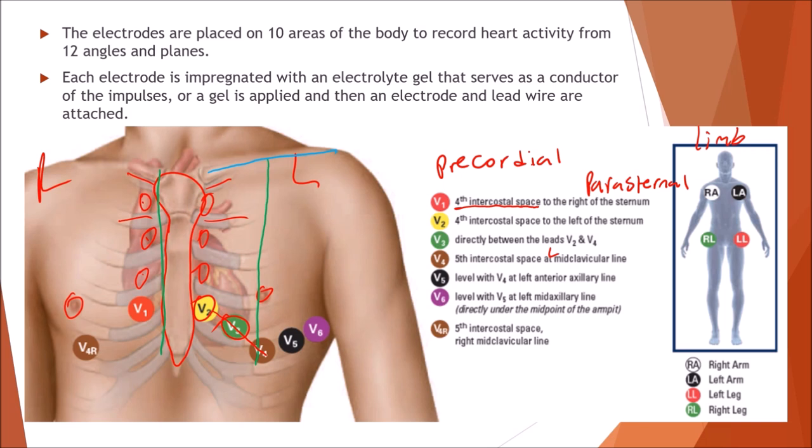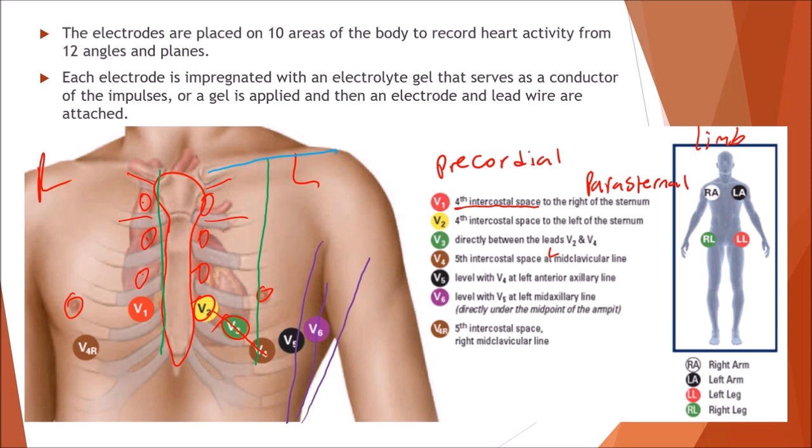V5 is going to go on the fifth intercostal space, left anterior axillary line. Now this is going to be a little hard, but in the axilla you have three imaginary lines. Pretty much where the crease begins, you can have the anterior axillary line. In between, right in the middle of the axilla, you can have the mid-axillary line. And then on the back of the axilla, you can have the posterior axillary line. So V5 is going to go on the fifth intercostal space, left anterior axillary line. And then V6 is going to go on the fifth intercostal space, left mid-axillary line.